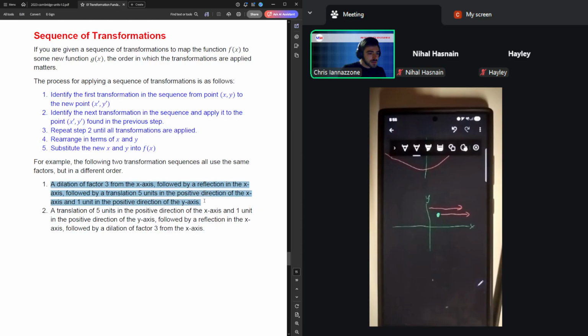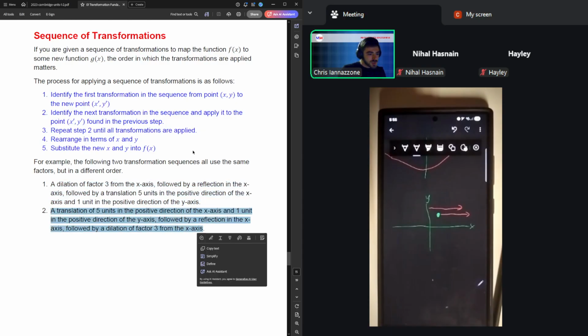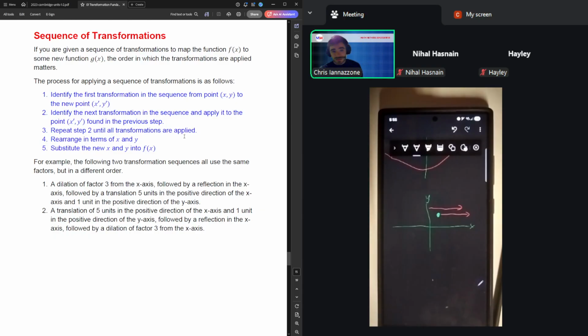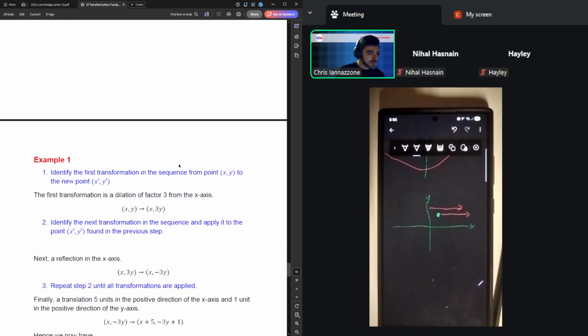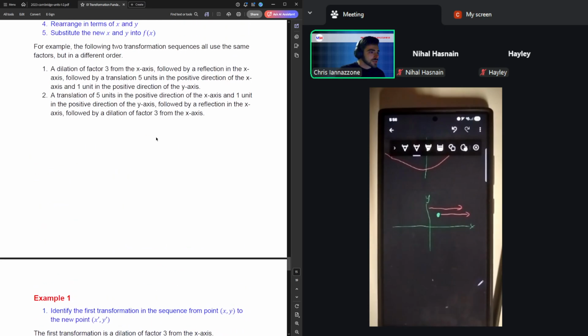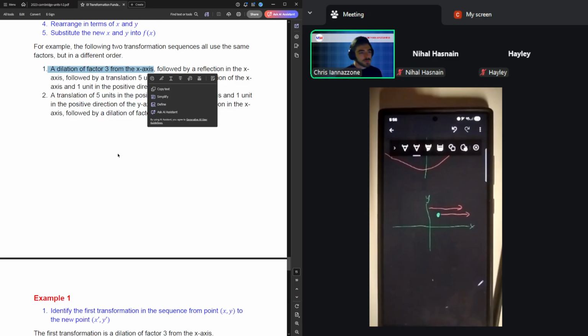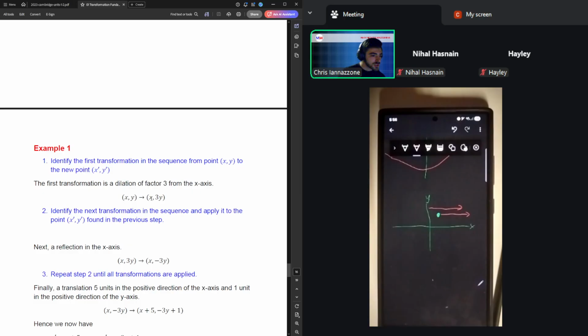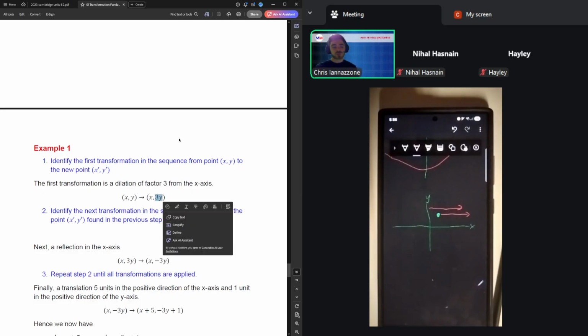To highlight that, I've written 2 separate sequences of transformations which have the exact same factors involved: dilation factor 3, dilation factor 3, reflection in x, translate, translate. But they're done in different orders. They are the same factors, but when you do them in different orders, what you'll find is that you get different behavior. So let's have a look. Step 1, identify the first transformation in the sequence. The first transformation was a dilation factor of 3 from the x. We're going away from the x, so in other words, in the y direction, which is why the dilation factor of 3 is going to apply to the y variable.